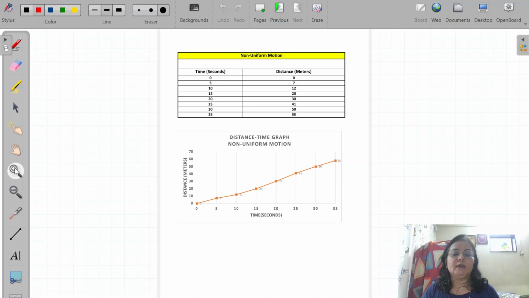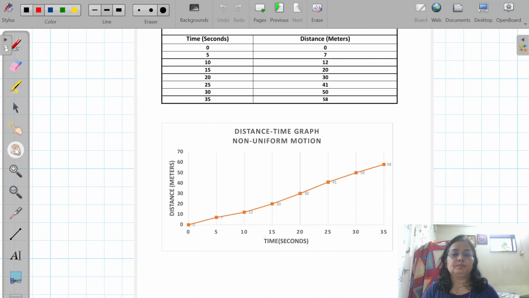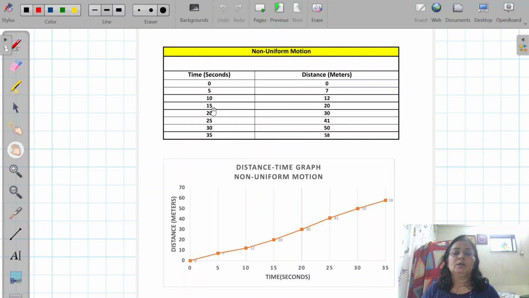Now, if we closely look at this particular graph, here Anuj is covering unequal distances in equal intervals of time. For example, at 5 seconds, he is at 7 meters. At 10 seconds, he is at 12 meters. At 15 seconds, he has covered 20 meters. So the distance is not uniform. Maybe there is a lot of traffic, so he's stopping and then moving ahead, decreasing the speed and then moving ahead, then increasing the speed. So distance covered is uneven.